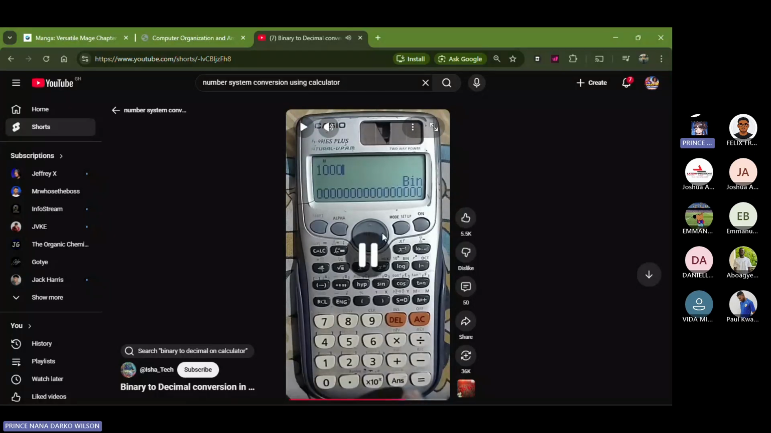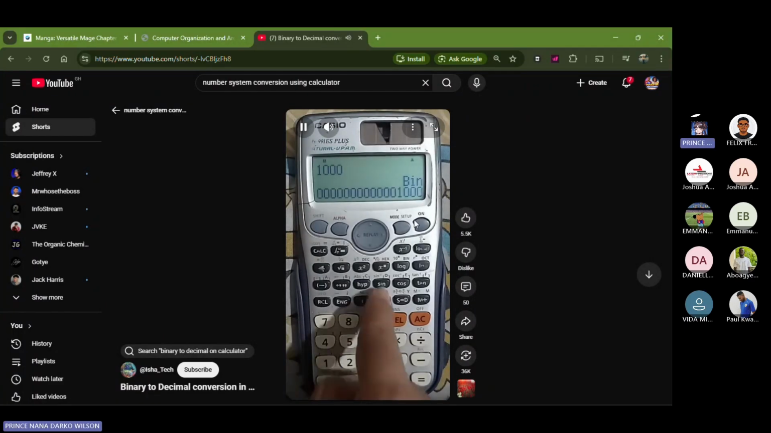We know that's the binary equivalent of 8. So then he comes to the decimal. After doing this, he hits equal to, and he comes to this system again. He chooses decimal, and then it converts straight to the decimal number system. So that's basically how you do the conversions concerning that.